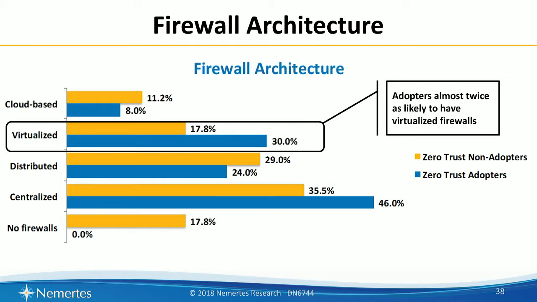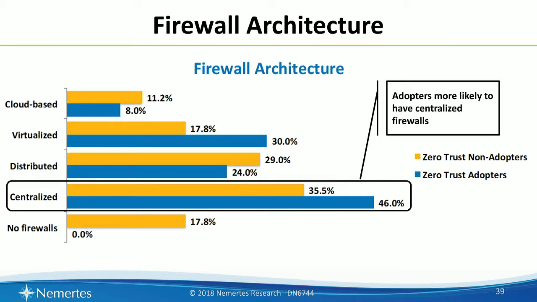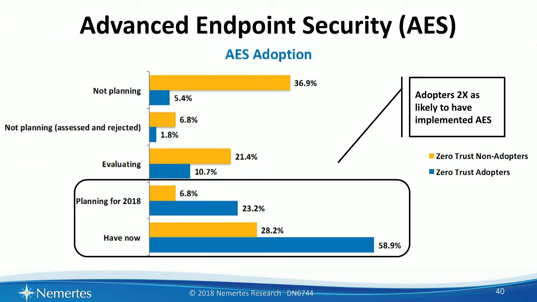In the firewall space, we see that zero trust adopters are significantly more likely, almost twice as likely, to have gone to a virtualized firewall model exclusively. They're also somewhat more likely to be using a centralized firewall, and that, I think, ties in closely with the use of security automation and the ability to rapidly modify the firewall's behavior using scripts and automation behind the scenes rather than hands-on management by staff.